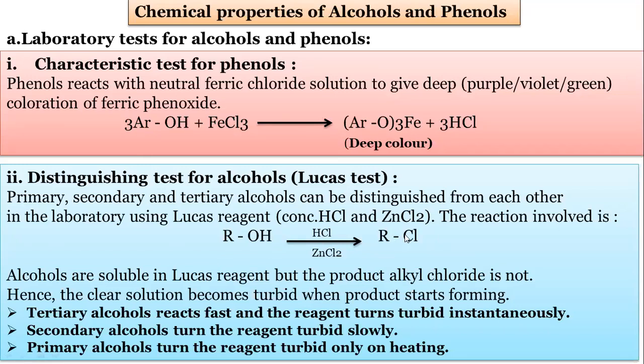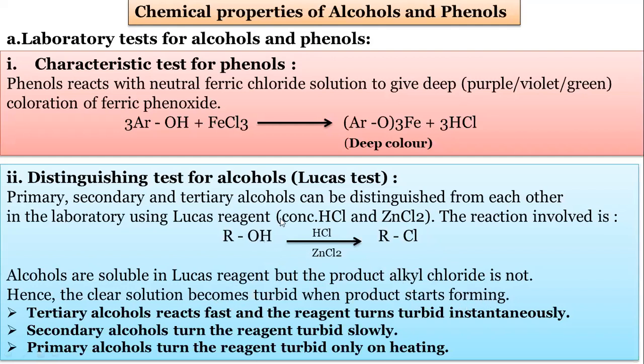Now, how will you distinguish the primary alcohols, secondary alcohols, and tertiary alcohols? I will explain. Alcohols are soluble in Lucas reagent, but the product, the alkyl chloride, is not soluble. Hence, the clear solution becomes turbid when the product starts forming.